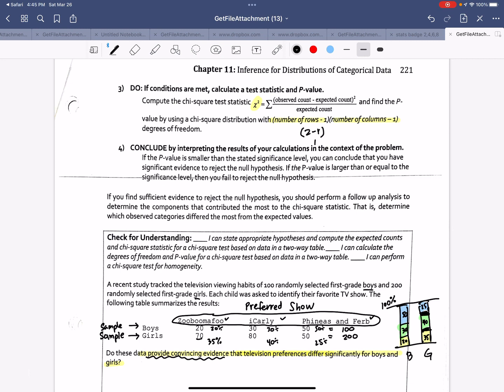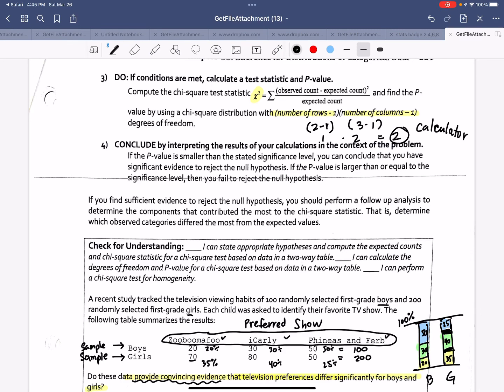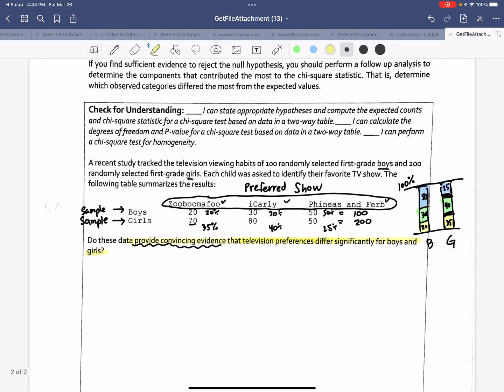So we have 2 rows and 3 columns. So our degrees of freedom on the calculator, which will do that for us, will be 2, but we'll know how it got there. All right, now conclude. We know this is the same as we've seen before. Okay, so let's go ahead and do it.